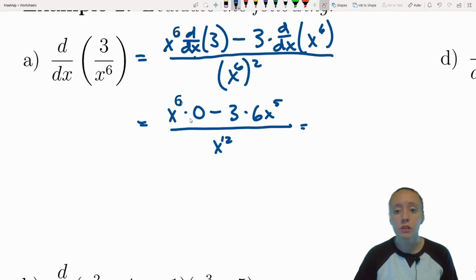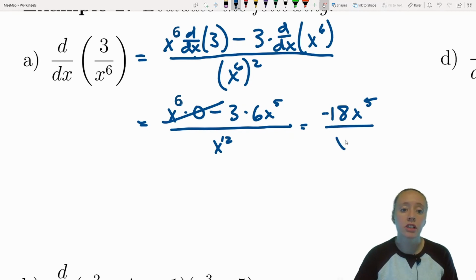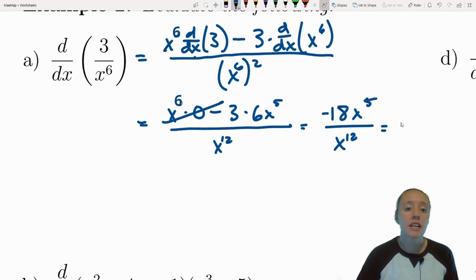This is equal to -18 x to the 5th over x to the 12th, which we can simplify because x to the 5th over x to the 12th is going to be -18 over x to the 7th.